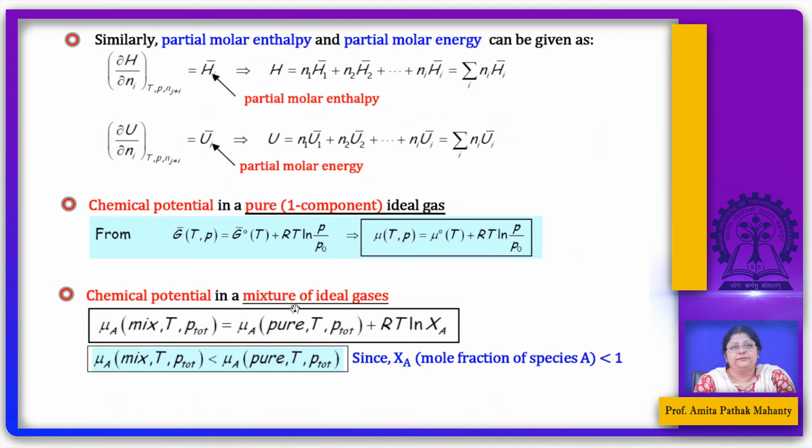Now, chemical potential in a mixture, this we have just now talked about. The chemical potential of a mixture is equal to the chemical potential of the pure plus RT ln the mole fraction of A. That means the chemical potential of a pure state of any species is going to be greater than the chemical potential of that species in a mixture.